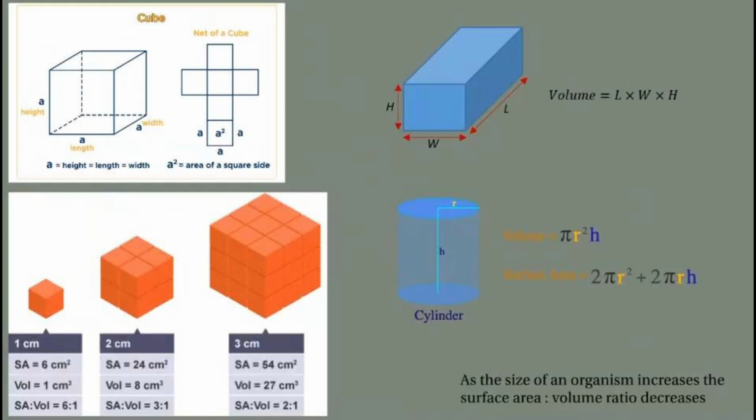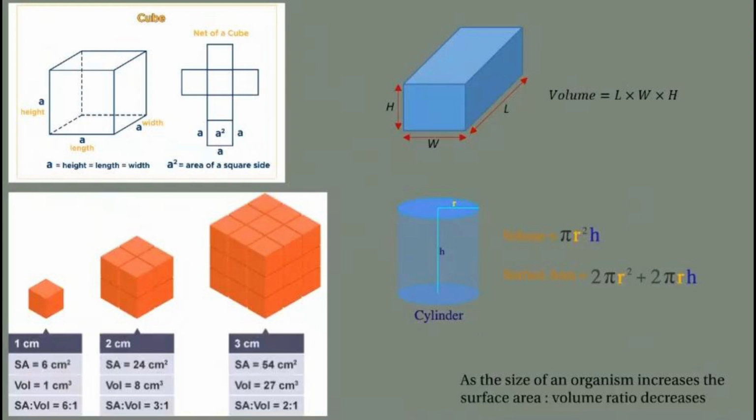If we have a 2 centimetre cube, then the surface area would then be 24 centimetres squared and the volume would be 8 centimetres cubed. So in this case, the surface area to volume ratio would be 3 to 1. So you can see that the surface area to volume ratio has decreased because the surface area has not increased as much as the volume.